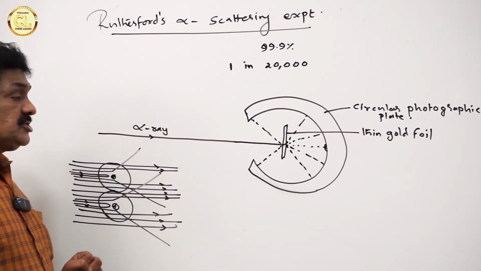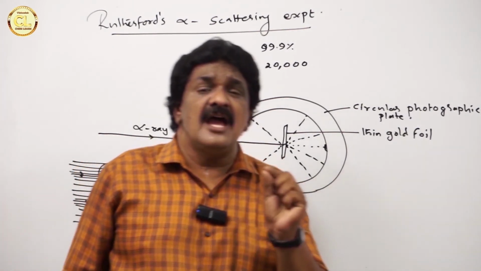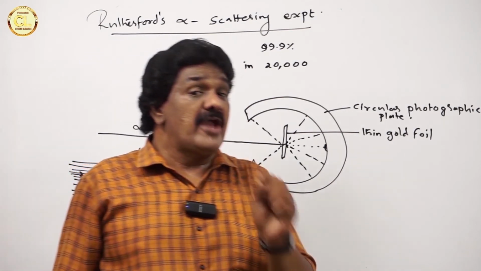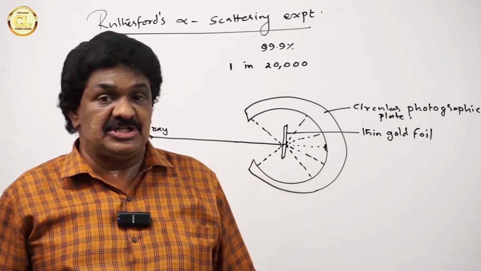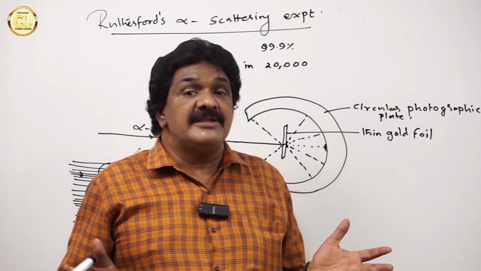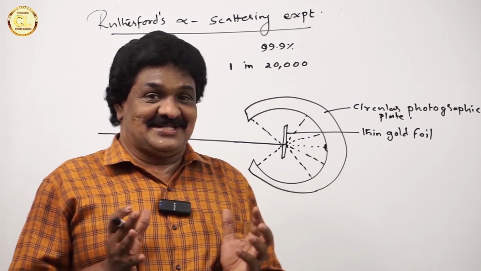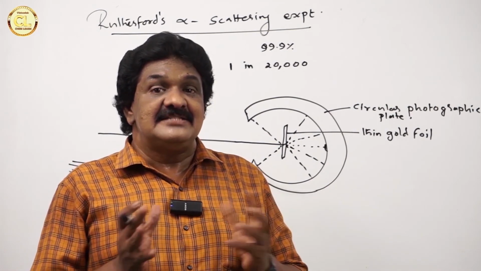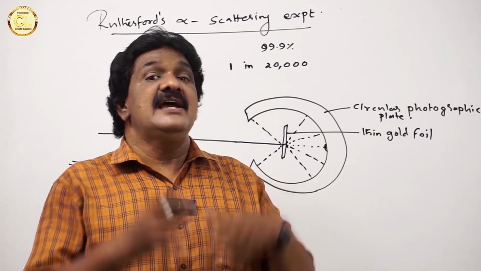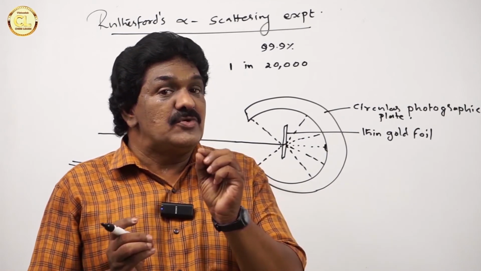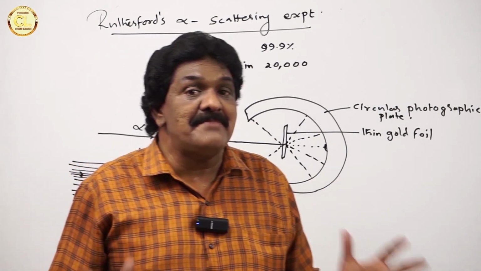So from this experiment, Rutherford concluded that atom consists of a tiny positively charged center where the entire mass and positive charge of the atom is concentrated. And there is a large space around the nucleus of the atom, which is called the extranuclear part. See, this is the advantage of this model. This model divides the atom into nucleus and an extranuclear part: a central nucleus and a large space around the nucleus called extranuclear part.